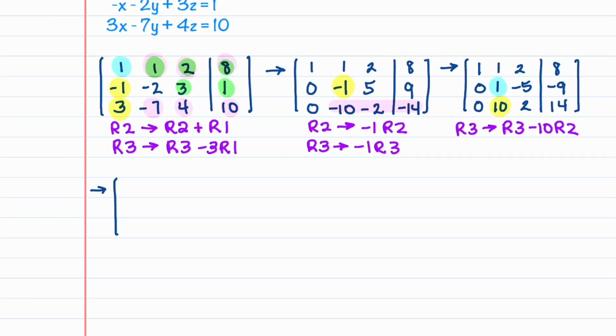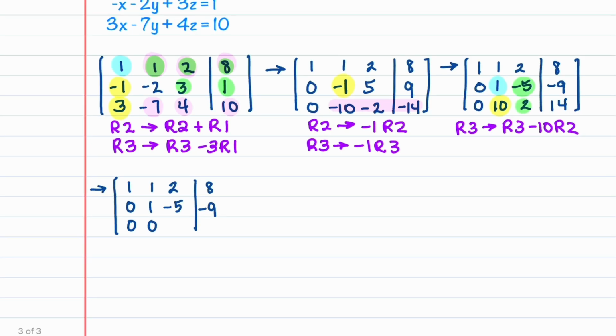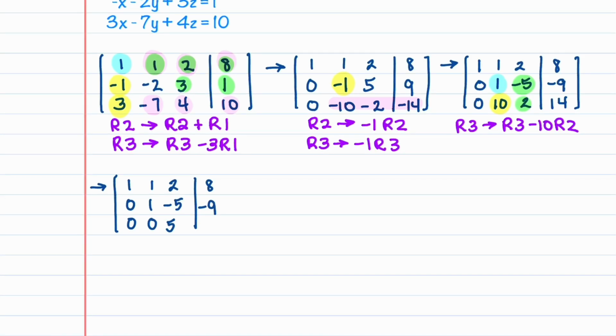Let's see what this gives us. Our top two rows stay the same. So we have 1, 1, 2, 8. And then 0, 1, -5, -9. In the third row, we have a 0. Our 10 becomes a 0. Now let's glance back over to the right. We're going to take -5, multiply it by -10. That gives us a 50. Add 2 to it, and we get a 52.